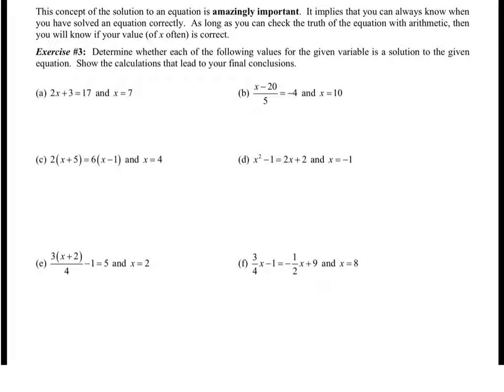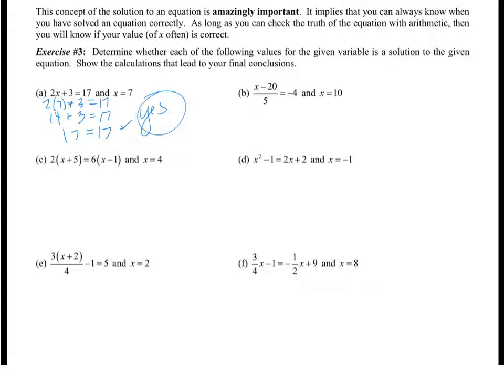So determine whether each of the following is a solution to the given equation. So all that you're doing is you're going through and you are solving. So the first one, 2 times 7 plus 3 equals 17. 2 times 7 is 14. 14 plus 3. Does 17 equal 17? So yes, that is true.